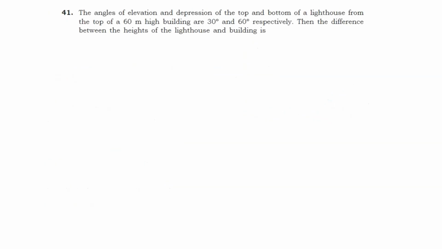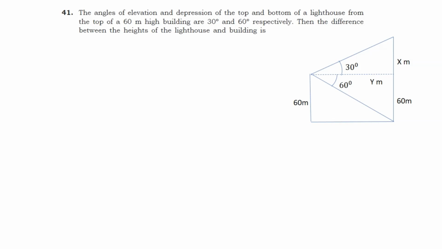41st question. The angles of elevation and depression of the top and bottom of a lighthouse from the top of a 60-meter high building are 30 degrees and 60 degrees respectively. Then the difference between the heights of the lighthouse and the building is. So by the question I draw this diagram. It's very easy if you draw the diagram quickly so that you can understand the question easily. Okay, so the 60-meter building is there and he is seeing the bottom of the lighthouse with 60 degrees and the top of the lighthouse with 30 degrees, right?